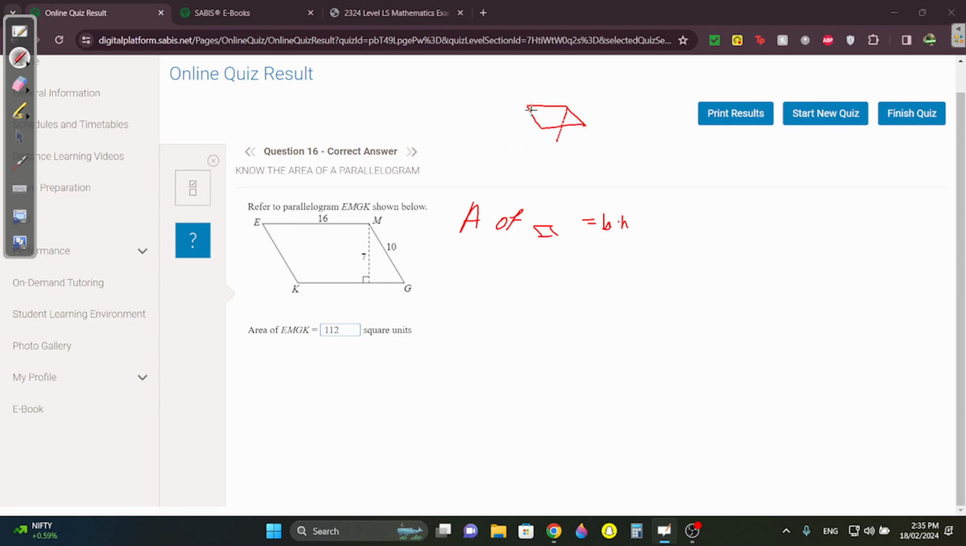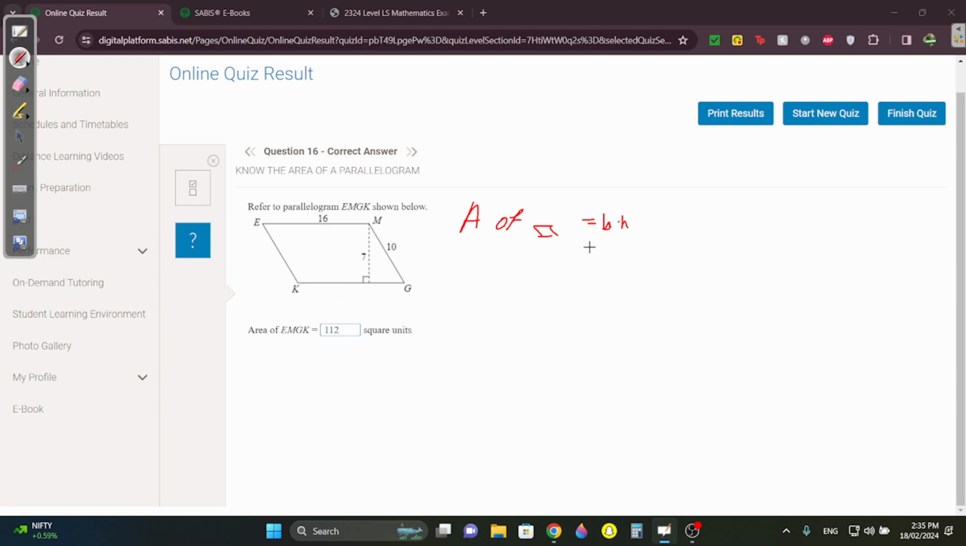Anyway, if they give you the height outside the parallelogram, then use that. Sometimes they'd extend it down to here and they say 10 and they put a right angle down here. If they do that, then always take the right angle. Don't take 10. Some of you take 10 as the height. Just don't do it, please.